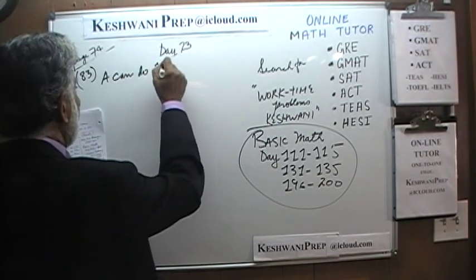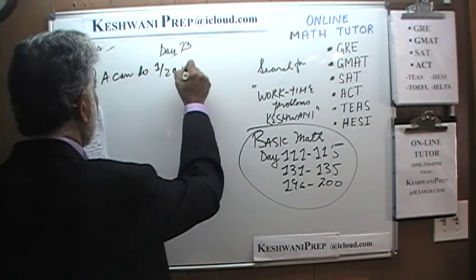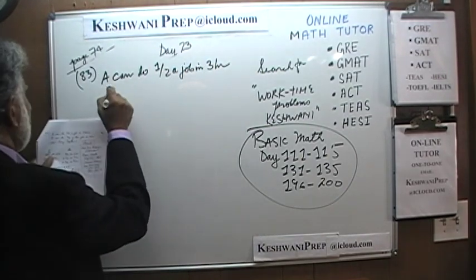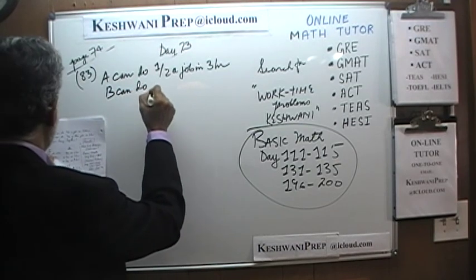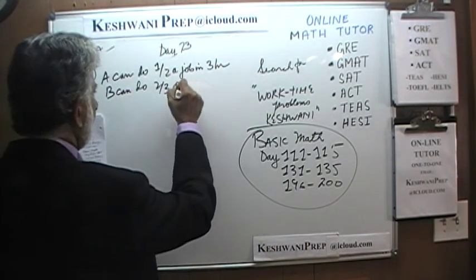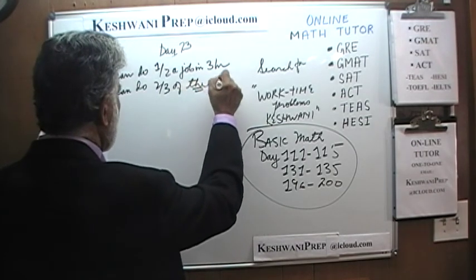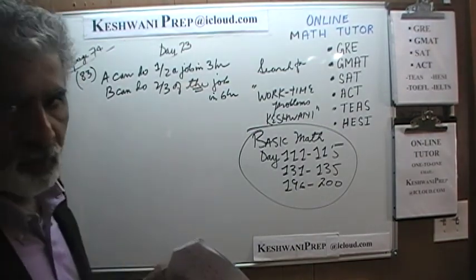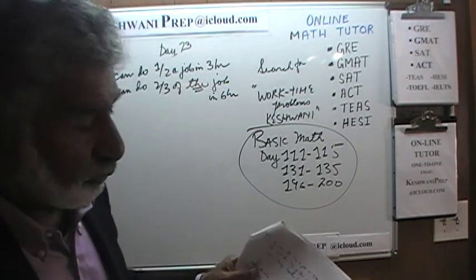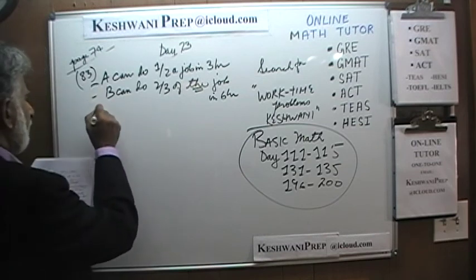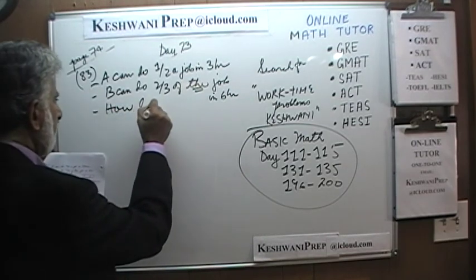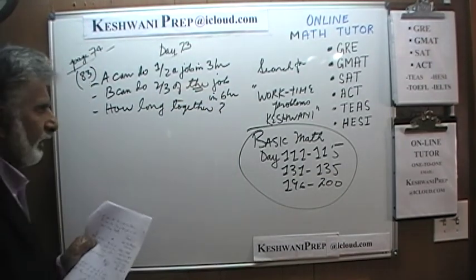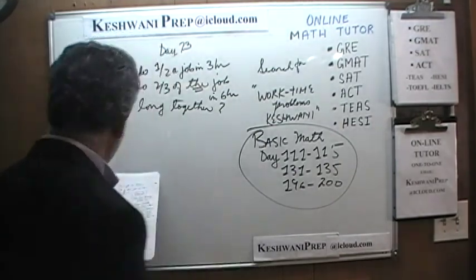A can do half a job in 3 hours, we are told. B can do two-thirds of the same job in 6 hours. So A takes 3 hours to do half the job, B takes 6 hours to do two-thirds of the job. The question is very straightforward. The question simply is, how long together? If they work together, how long will they take? Let's see what we can do.